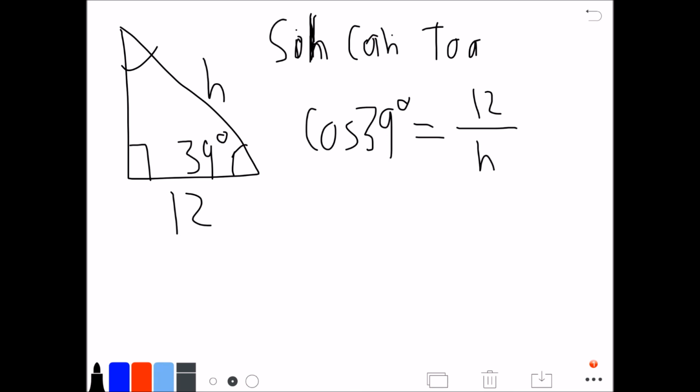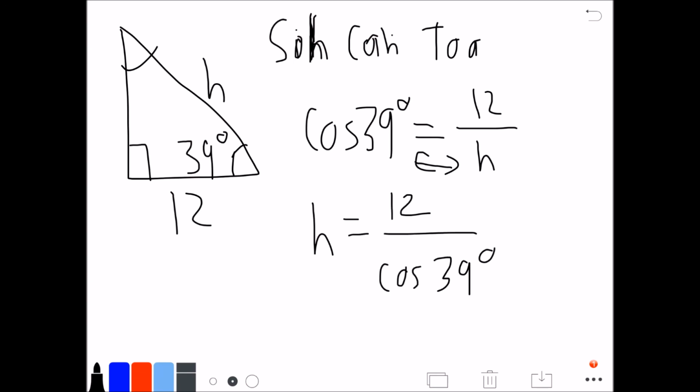Now you want to solve for h, so you multiply by h, and then divide by cosine 39. Or a simpler thing to do is if you see this relationship, you just want to flip this over, like take this and swap places. So h equals 12 over cosine 39. I proved earlier that this works. So just swap the h and the cosine 39 term and solve for h. It's a little trick, but it works.